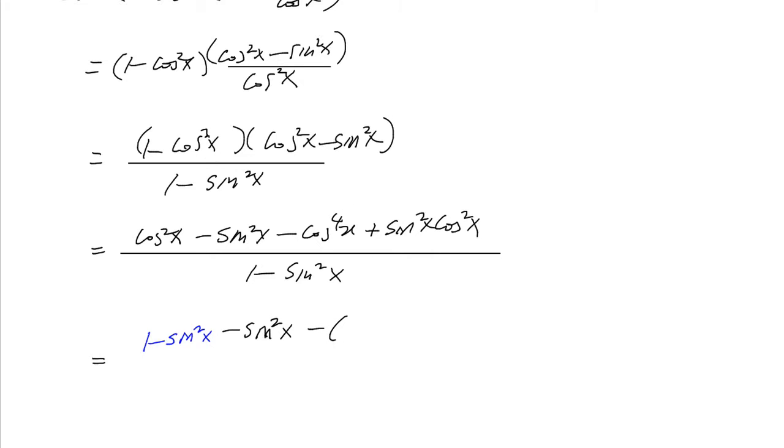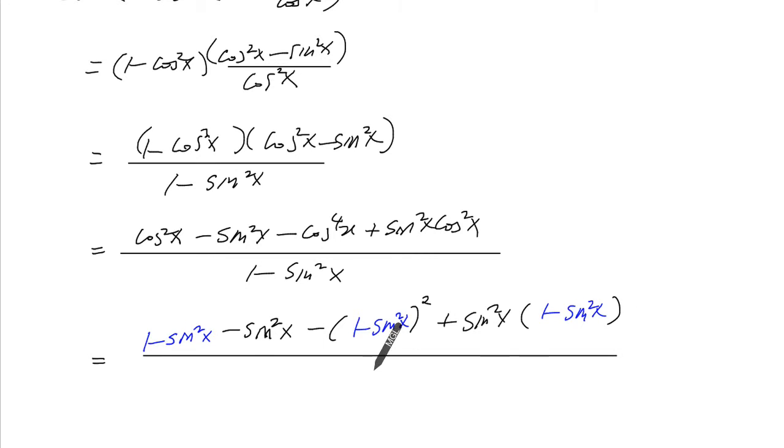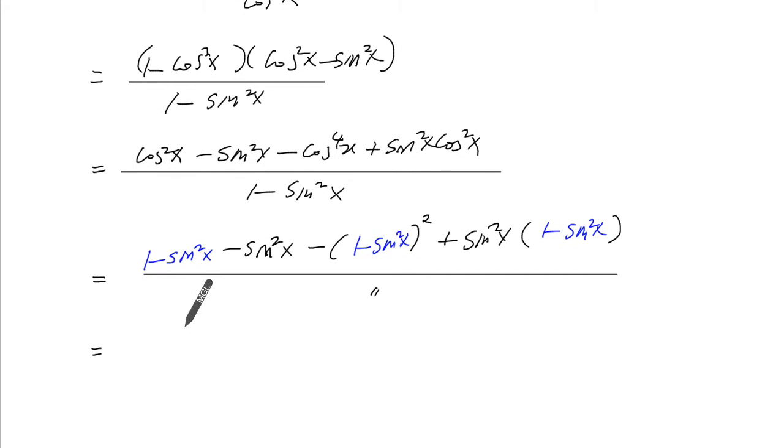Okay, and this we can replace with 1 minus sine squared x. But that's just cosine squared x. We need a square here. And that right there is going to also be converted into 1 minus sine squared x. Okay. So we get 1 here, we get minus 2 sine squared x.